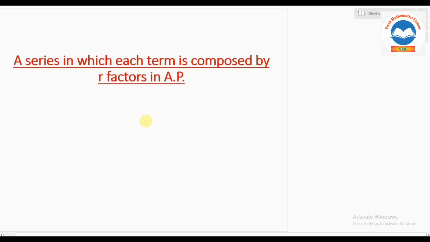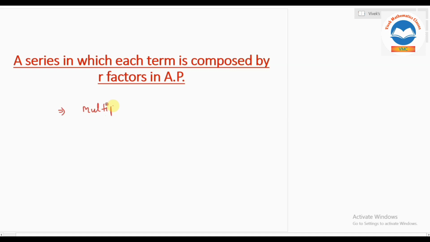A series in which each term is composed by r factors in AP. So what they will give in this series will be product of some r factors in AP. It means whatever numbers will be there in each term factors, it will be in AP. So in this what you have to do, you have to multiply and divide by next to last term minus before the first term.